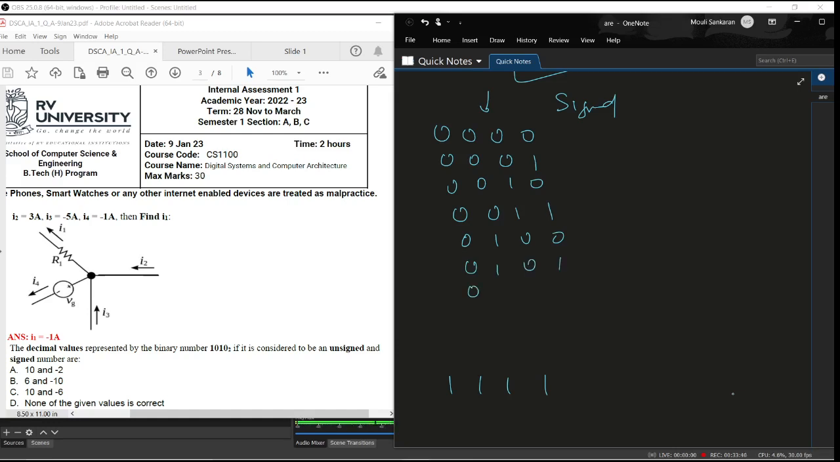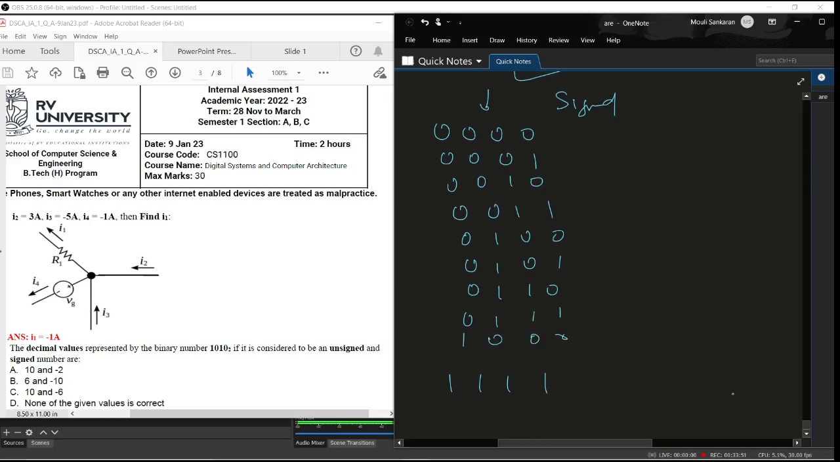I'm slightly shifting. Let me come back. Okay, it goes on. Now let me come up to this point. Okay, and then this will continue. Now in signed representation, if the MSB is 1, then it's a negative number. So negative numbers are starting from here to here. Okay, these are all positive numbers.